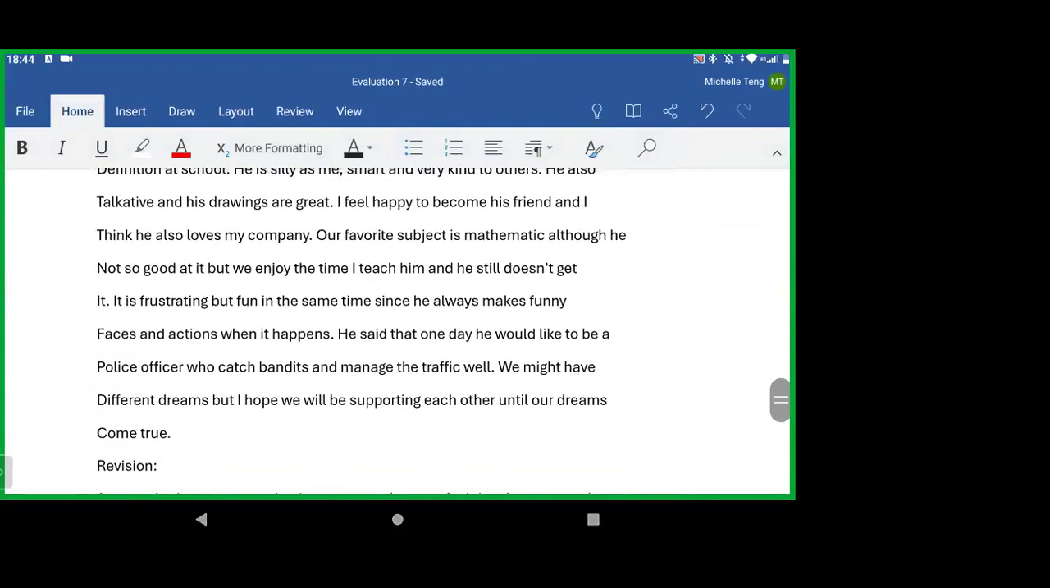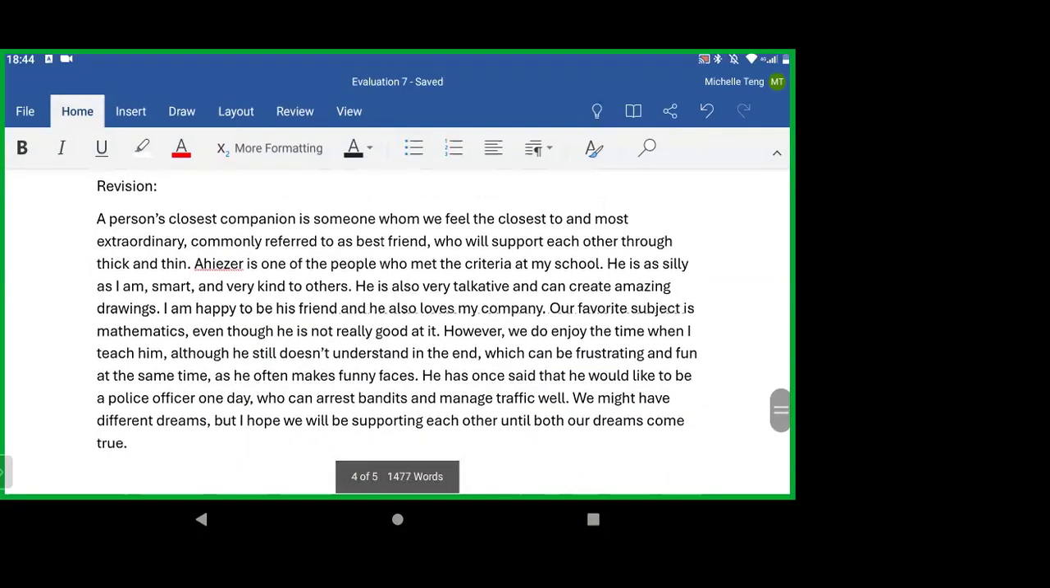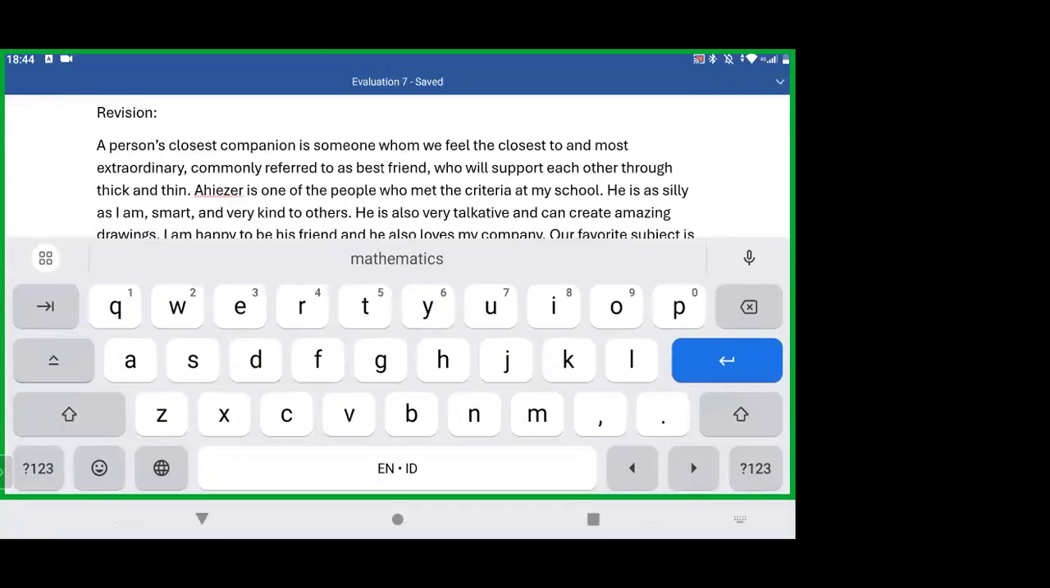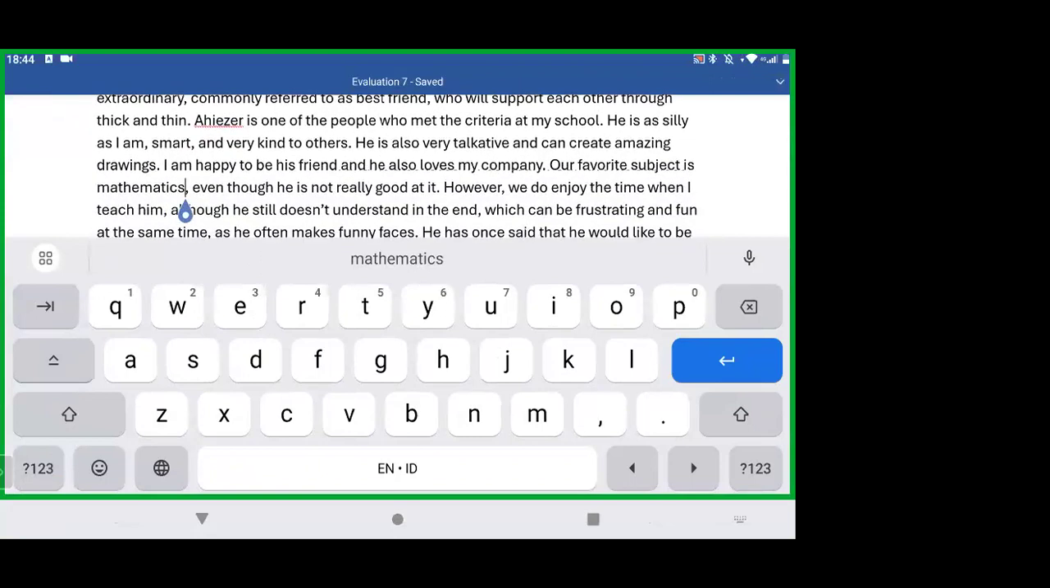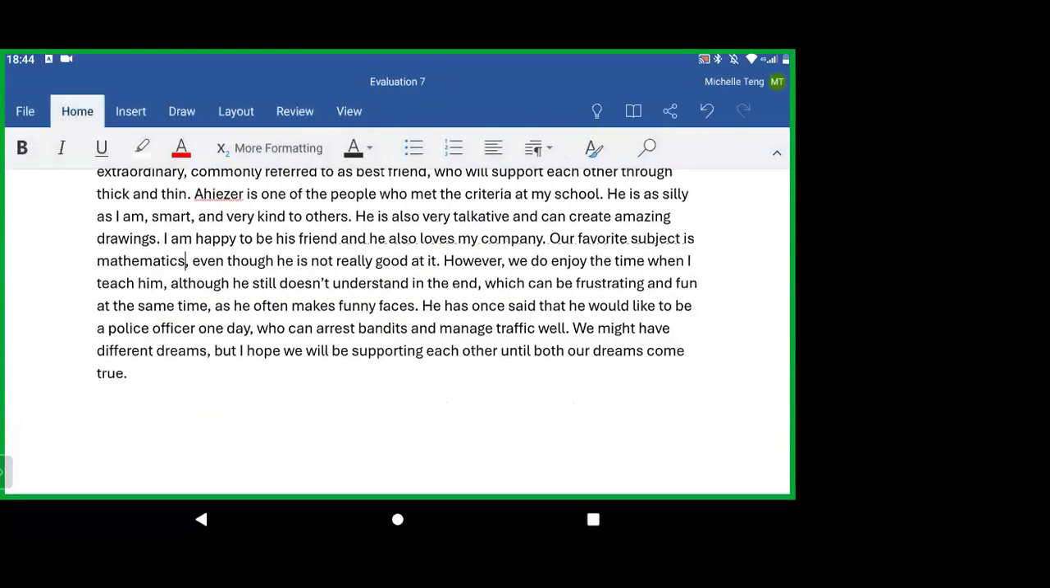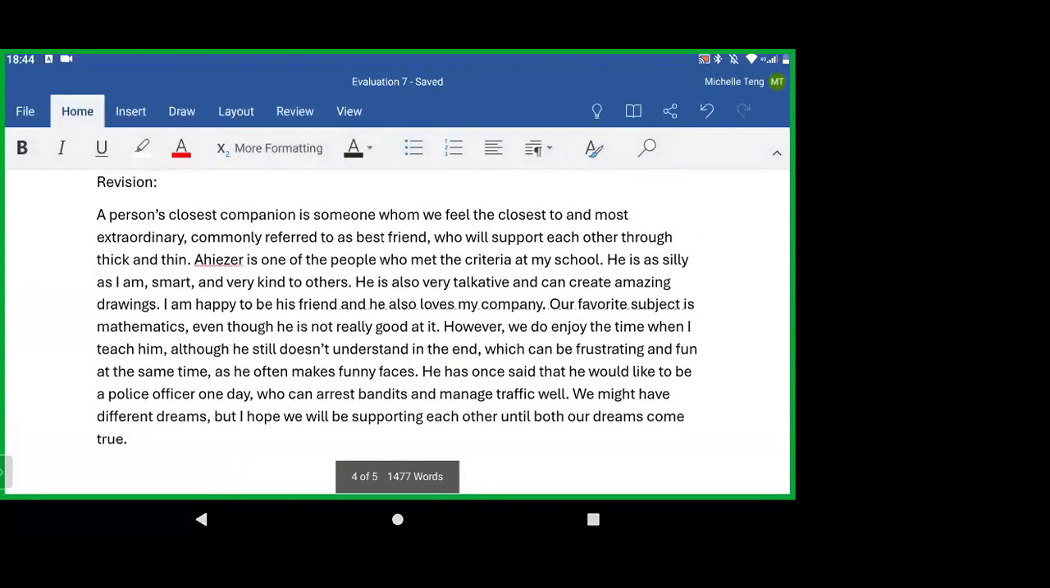Next sentence. "Our favorite subject is mathematics, although he's not so good at it. But we enjoy the time I teach him, and he still doesn't get it. It is frustrating but fun at the same time, since he always makes funny faces and actions when it happens." Okay, so our favorite subject is mathematics. It's mathematics. Should we add an S there? Sure. It's mathematics. Okay, mathematics. So, comma, even though he's not really good at it.